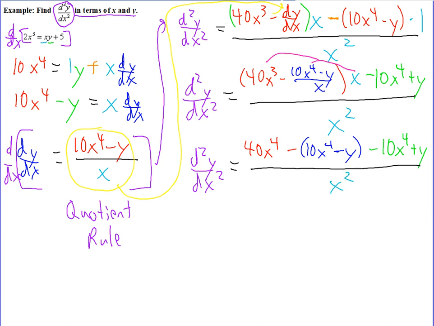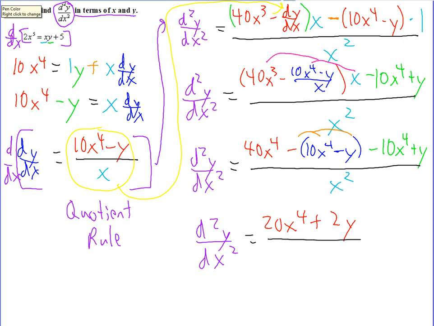And then notice you can distribute out this negative and then combine like terms. So let's see what we get. 40x to the fourth. This is going to become a negative 10x to the fourth, and another negative 10x to the fourth, combined to be 20x to the fourth. And then this negative changes this to positive y plus another y gives you plus 2y, and then divided by x squared. So there's our simplified second derivative in terms of x and y.